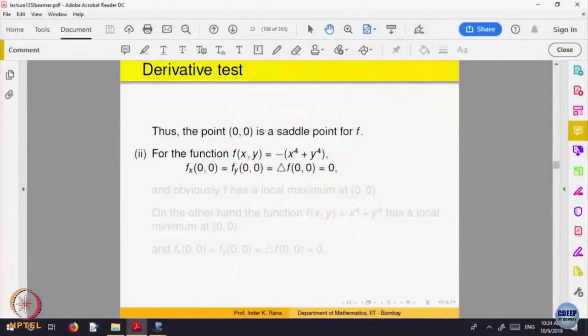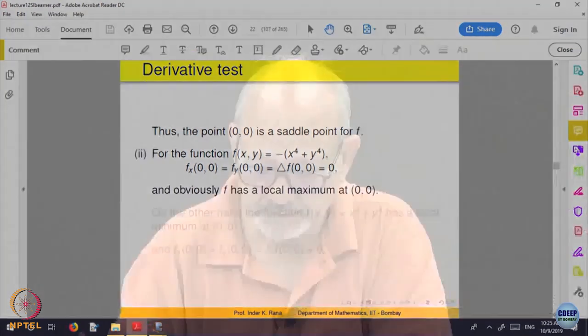So this is an example of a function where the test fails, but the function has a local maximum at the point (0, 0). And if I invert, that means if I take x^4 plus y^4 without the negative sign, then again the discriminant will still be 0, right? But the function will have a local minimum at that point. So the test may fail, but anything is possible. That is what this example is showing, okay.